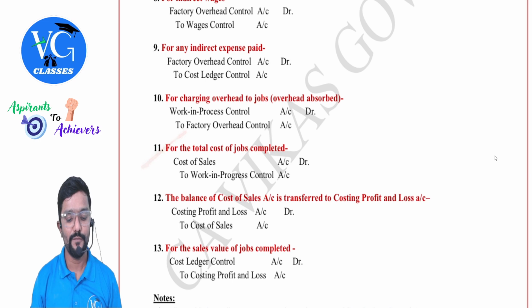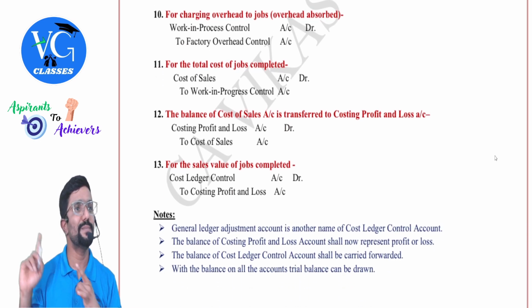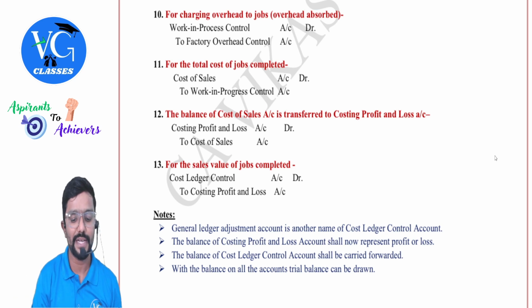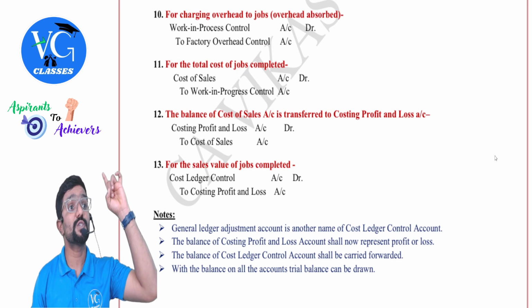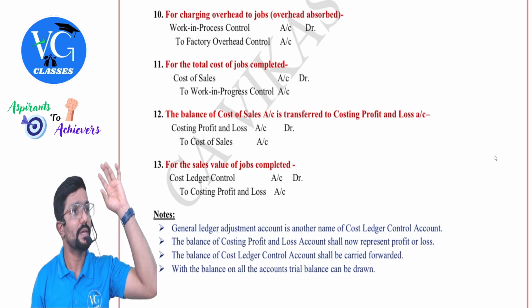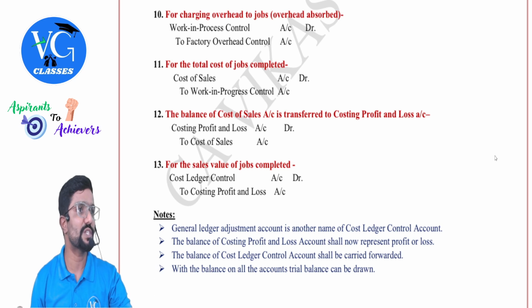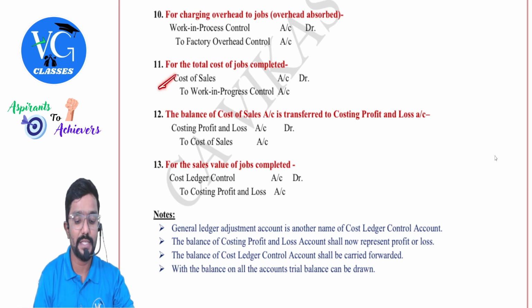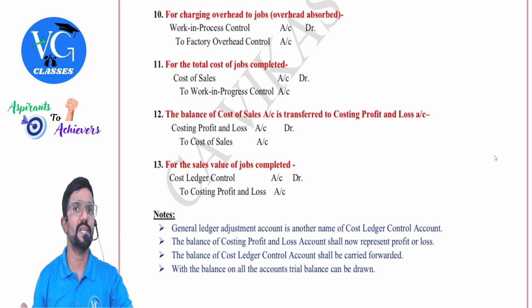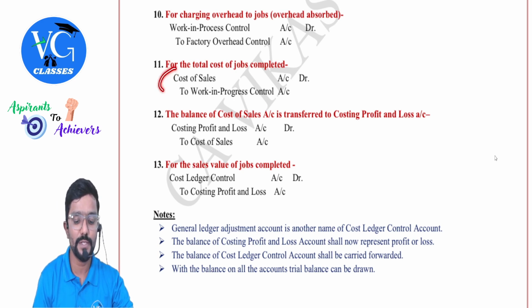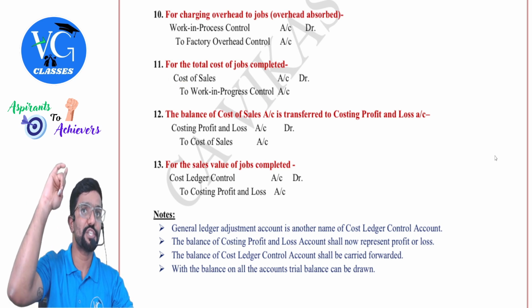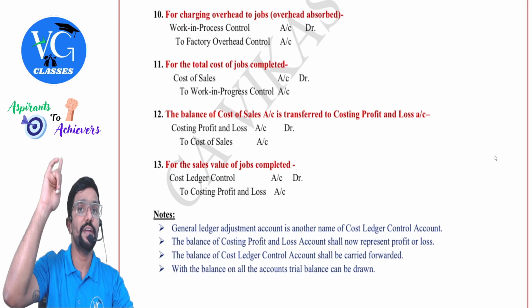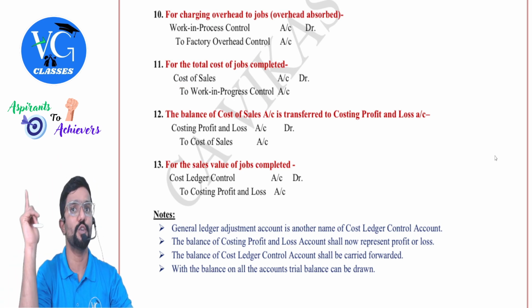Then for the total cost of jobs completed, similar to cost of production, here we will call it cost of job completed. Where are we sending it, sir? There we used to send it to finished goods control account. Yes, but here there is nothing called finished goods control account. So straight away send it to where, guys? Cost of sales. Cost of sales to WIP control. Hope you are understanding. It is nothing but cost of production. Clear? We used to send from where to where? WIP control to finished goods control.